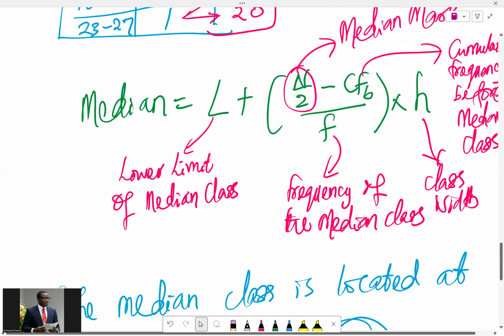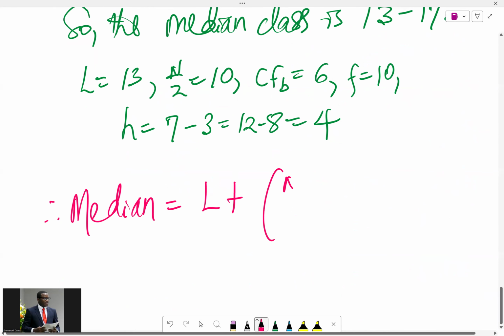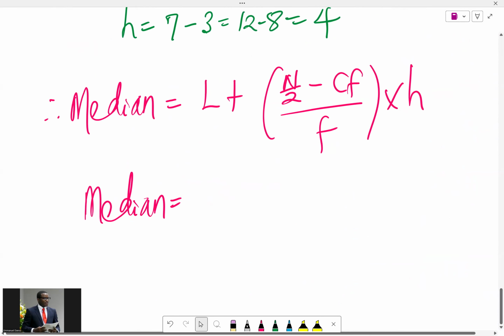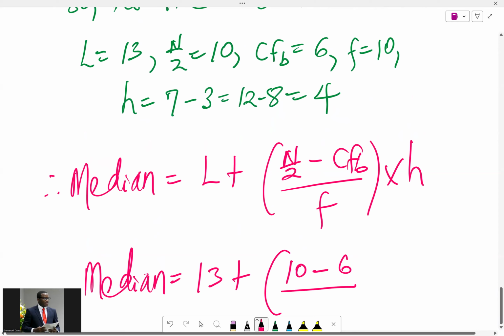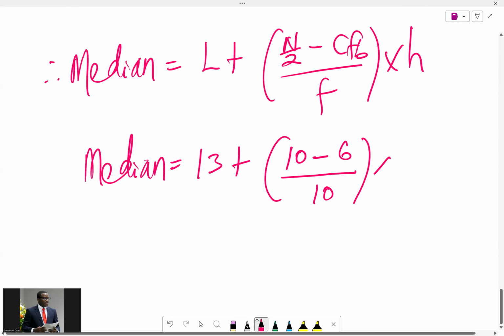Okay. All right. So we can go for the median now that we have all this. We can say therefore median is equal to L. Let me just write the formula again. I just like to write formulas because formulas show you how to move things around. So L is 13 plus n over 2 is 10. The cumulative frequency before that is 6. That's CFB. Yeah, CFB is 6, divided by the frequency of that class itself, which is 10, multiplied by 4.